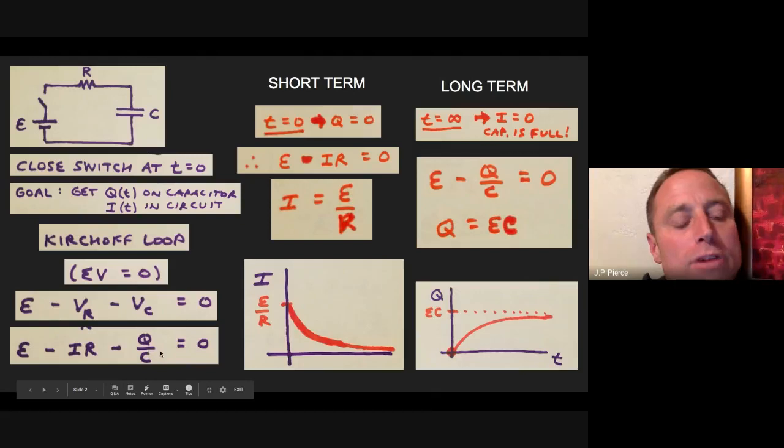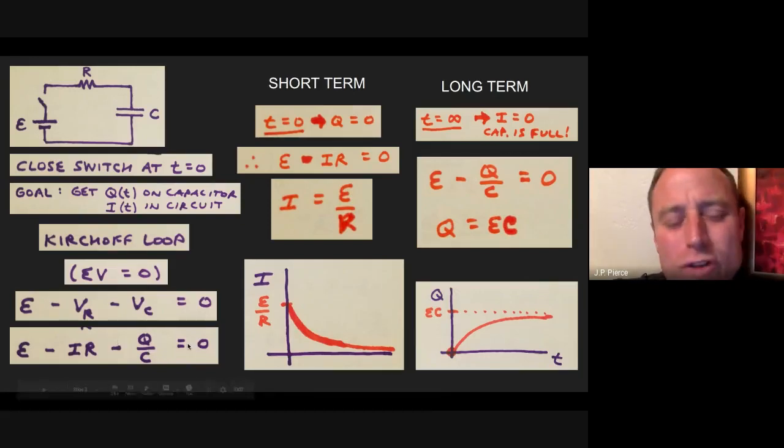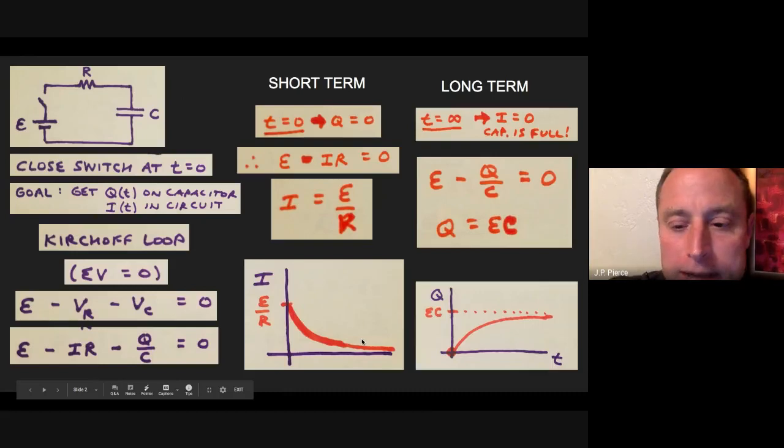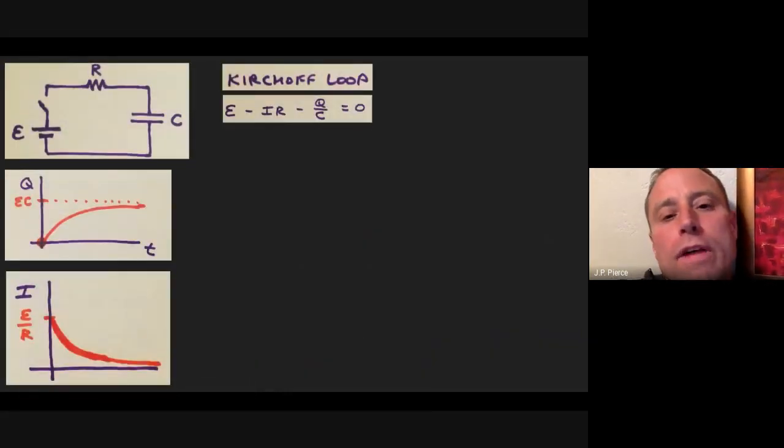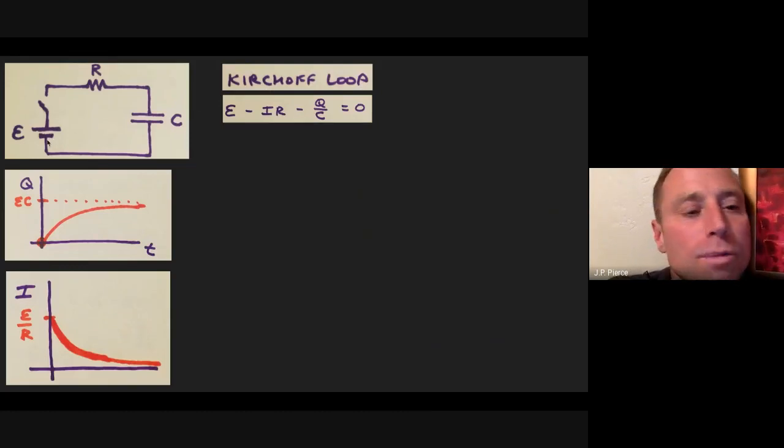So by using Kirchhoff loops, you can reproduce that same behavior that we already knew just from knowing that the capacitor was like a wire in the short term and like a break in the circuit in the long term. But now let's actually solve for these two dependencies. So again, if you run a Kirchhoff loop on this circuit, you go up by the battery voltage epsilon minus IR minus Q over C, and you're back to 0.